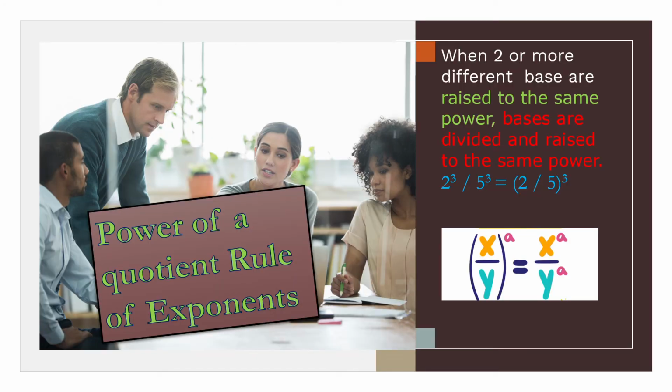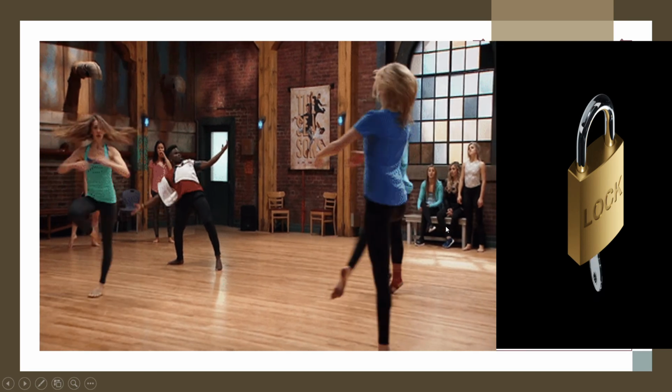This is called the power of a quotient rule of exponent. So you must have understood: different bases with the same power, so the power will be distributed to both of them. Or if you are on the right side, your answer can shift to the left side also. This is the last rule.